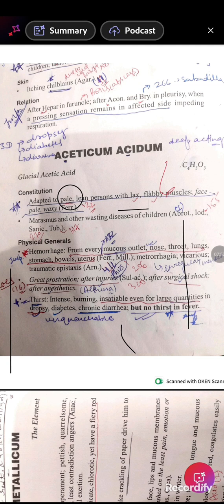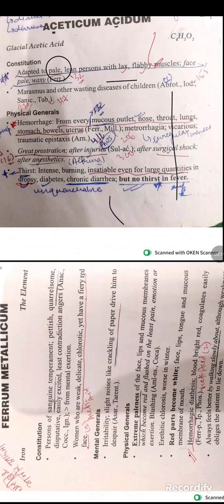Okay, the next point is thirst. Thirst is intense, burning, insatiable even for large quantities in dropsy. Thirst in diabetes and thirst during chronic diarrhea, but no thirst in fever. Yes, this is a most important point.